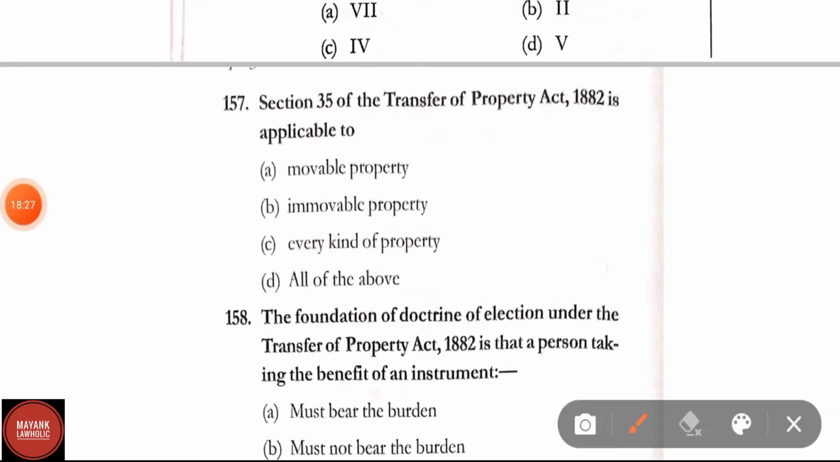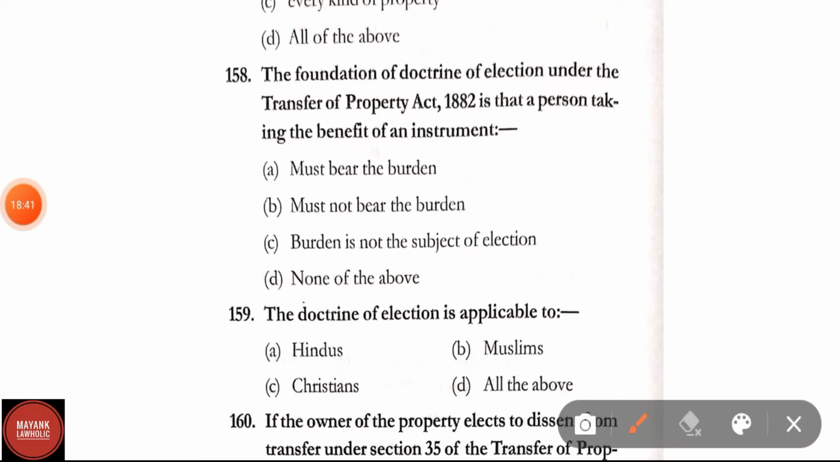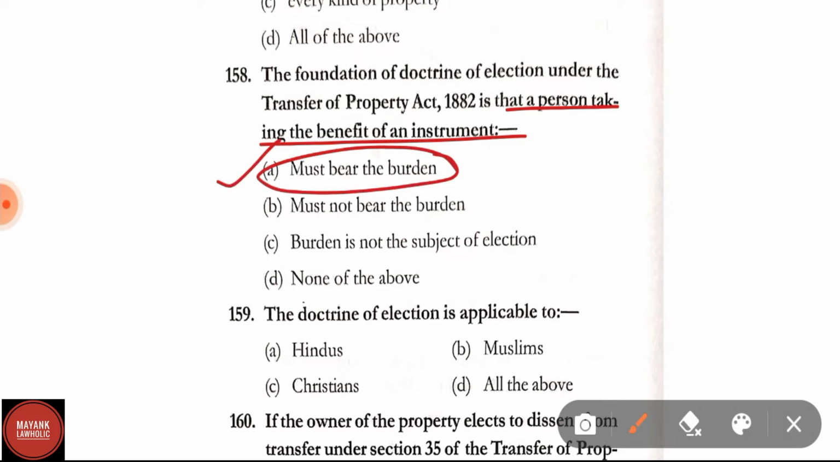Section 35 of the TPA is applicable to movable property, immovable property, every kind of property, all of the above. Here correct answer is option D, that is all of the above. Question number 158. The foundation of the doctrine of election under the TPA is that a person taking the benefit of an instrument must bear the burden, must not bear the burden, burden is not the subject of election, none of the above. Here correct answer is option A, must bear the burden.